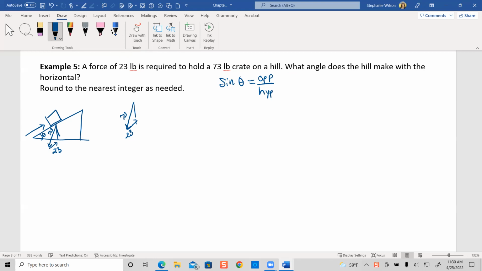So what we're going to do is plug in what we know. I got sine theta is equal to 23 over 73. When I go to solve for theta, I need to take the inverse of sine. Type this in my calculator, round to the nearest whole degree, I get 18 degrees. So the angle that the hill makes with the horizontal is approximately 18 degrees.